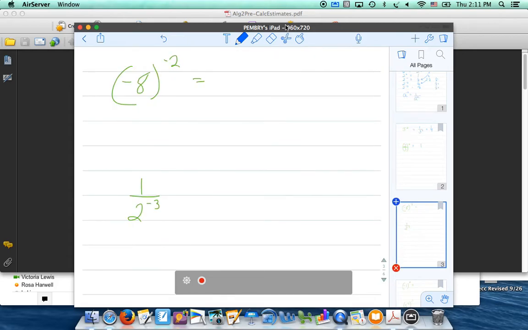Let's look at the next one. Negative 8 raised to the negative 2 power would be 1 divided by negative 8 raised to the positive 2 power. Negative 8 times negative 8 is positive 64.